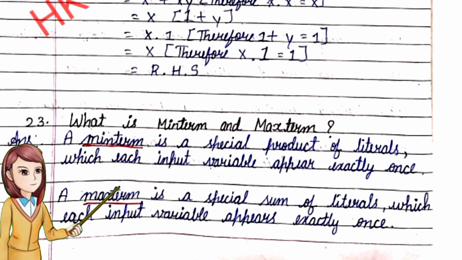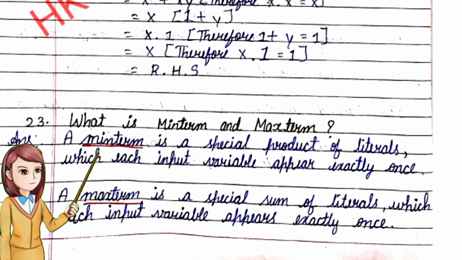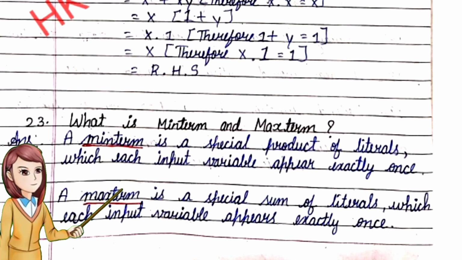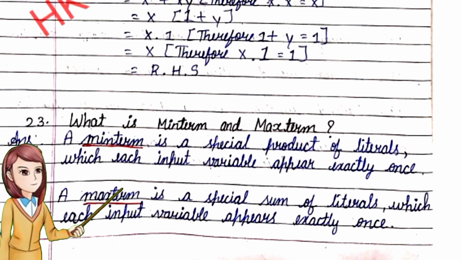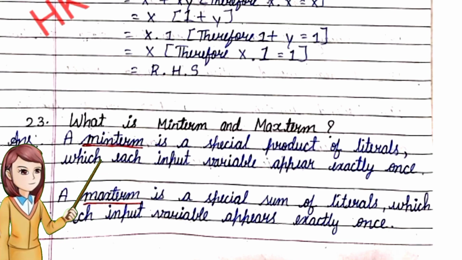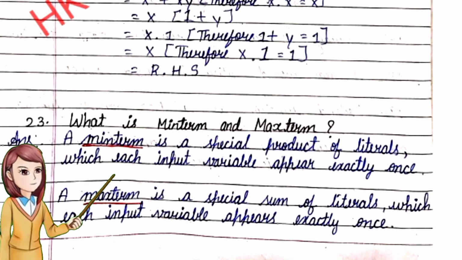23rd question. What is min term and max term? Min term is a special product of literals in which each input variable appears exactly once. Max term is a special sum of literals in which each input variable appears exactly once.